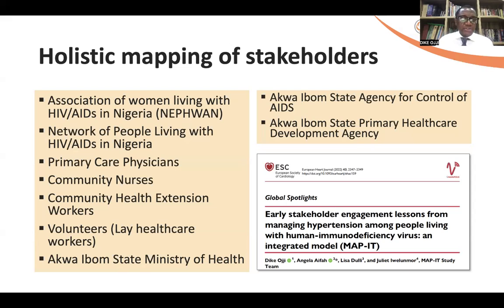For example, in managing hypertension in persons living with HIV, you have to work with different stakeholders. Some of the most important people are the people the intervention is directly directed to, for example, the Association of Women Living with HIV in Nigeria and NEPWHAN, the Network of People Living with HIV/AIDS in Nigeria. Then, of course, primary care and community nurses, because we are using a non-physician care approach with community nurses, but with supervision by primary care physicians, community health extension workers, volunteer workers, people we call case managers, and of course, the policymakers. In our engagement, we also documented early stakeholder engagement lessons from managing hypertension among people living with HIV in European Heart Journal, Cardiopulse.